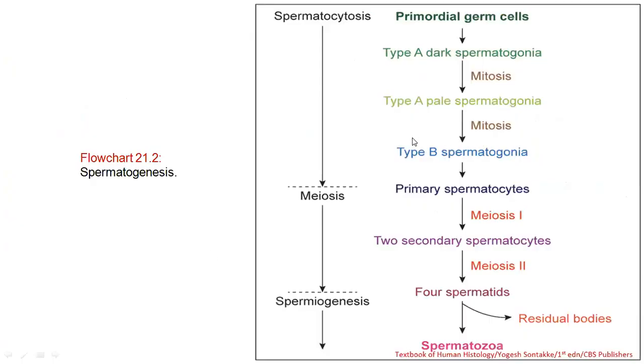Now this is the flow chart of spermatogenesis. We have primordial germ cells, type A dark spermatogonia, which undergo mitosis to form type A pale spermatogonia. It undergoes mitosis to form type B spermatogonia. From there, we see the formation of primary spermatocytes. Here, meiosis begins. Meiosis 1 leads to the formation of 2 secondary spermatocytes. Meiosis 2 leads to the formation of 4 spermatids and also the residual bodies. The 4 spermatids will mature to form spermatozoa.